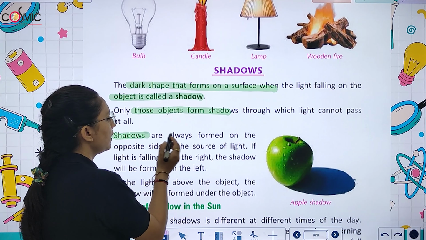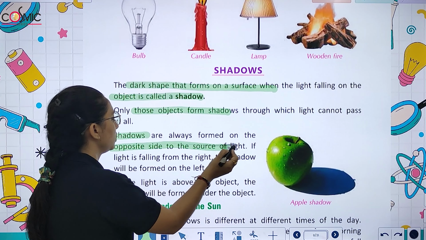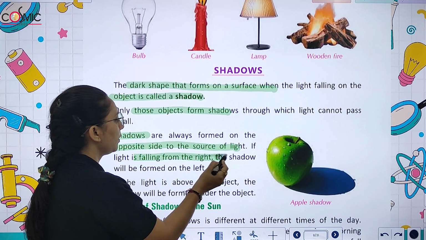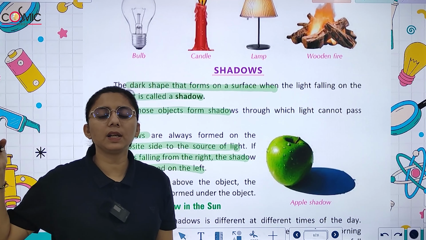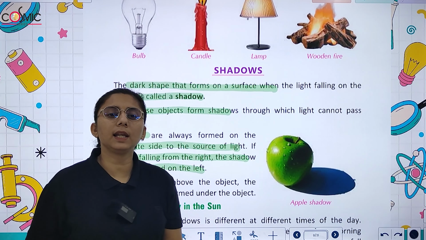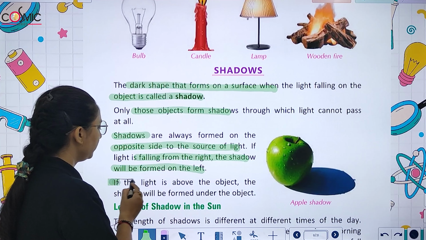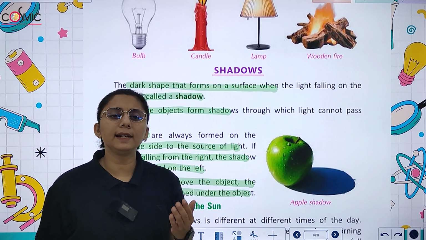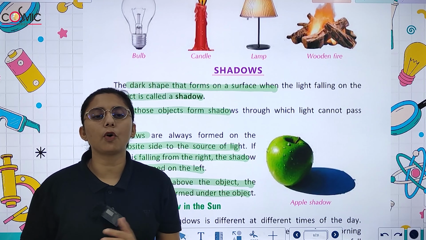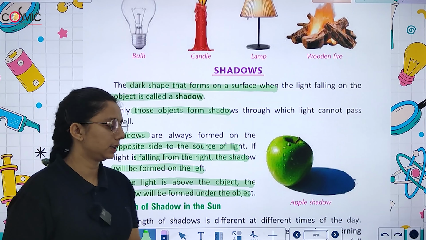ठीक है. Shadows are always formed on the opposite side of the source of light. Light falling from the right, the shadow will be formed on the left. अगर लाइट आपकी राइट से गिर रही है तो शेडो कहाँ फॉल करेगी? लेफ्ट. Now, if the light is above the object, the shadow will be formed under the object. अगर light जो है वो above the object है, shadow form कहाँ होगी? Under the object.